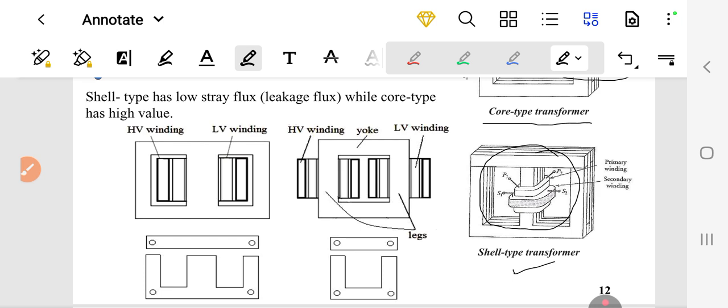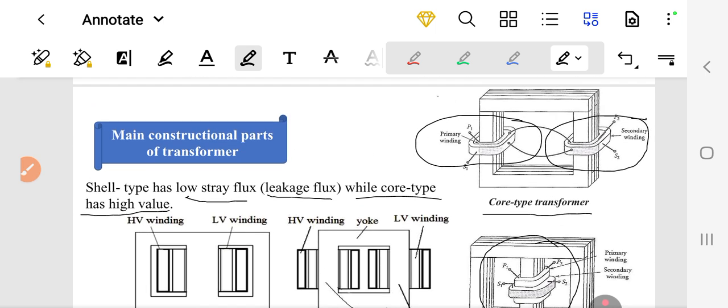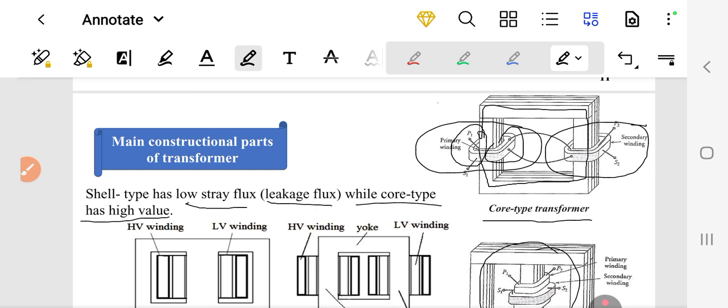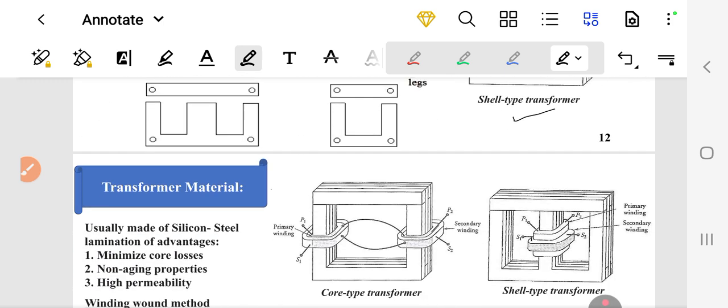For the shell type, there will be low stray flux or leakage flux, which leaks from the magnetic path, while for the core type, the value of the leakage flux is higher as the flux can pass in this way or this way and leak from the magnetic path, which is the main path for the flux to connect the primary and secondary windings by the maximum flux or flux linkage.